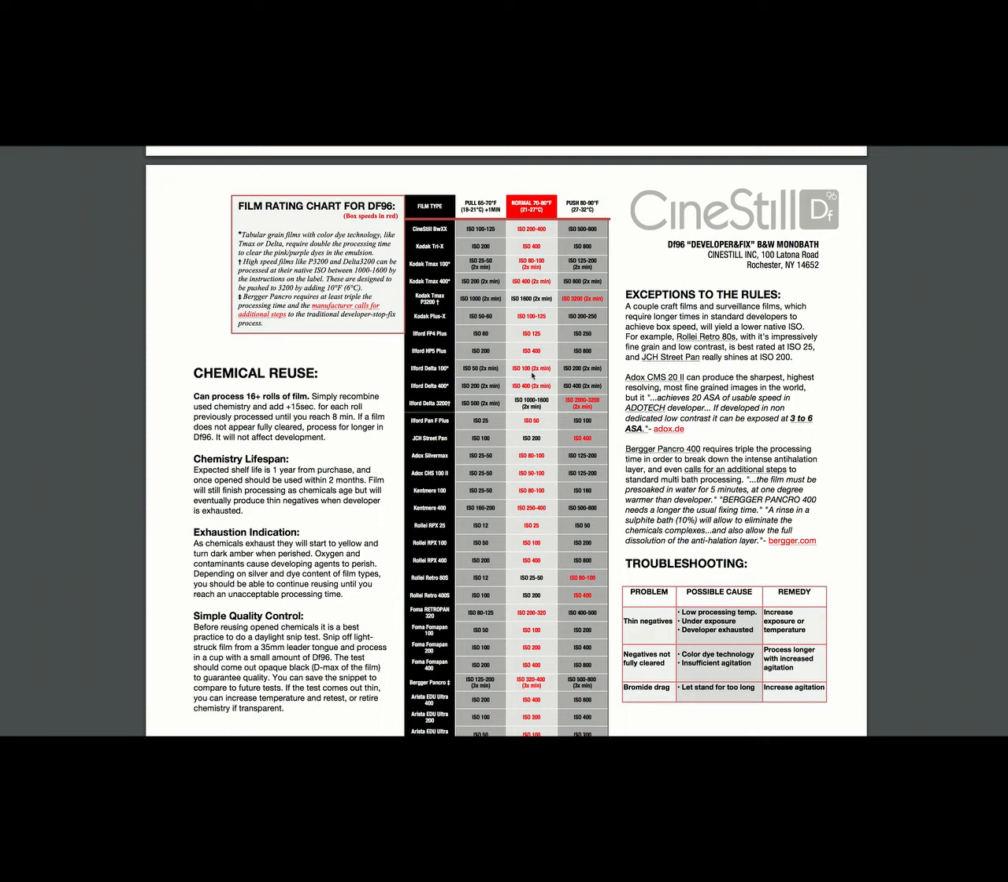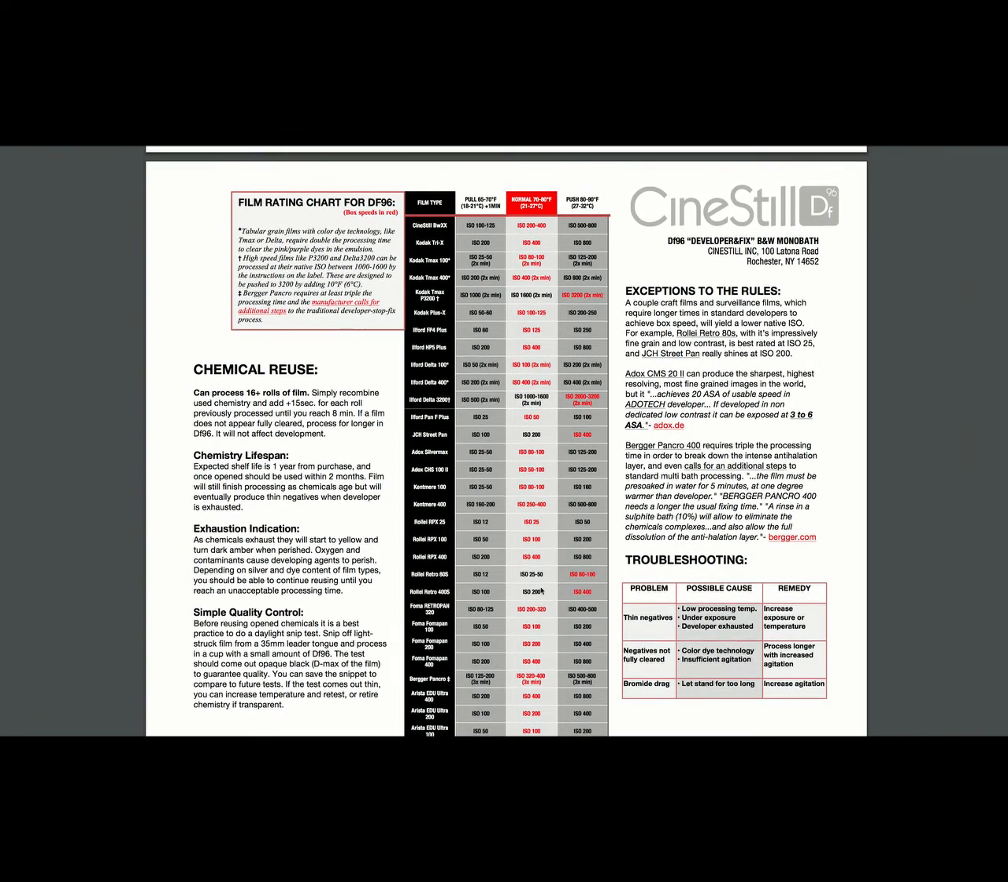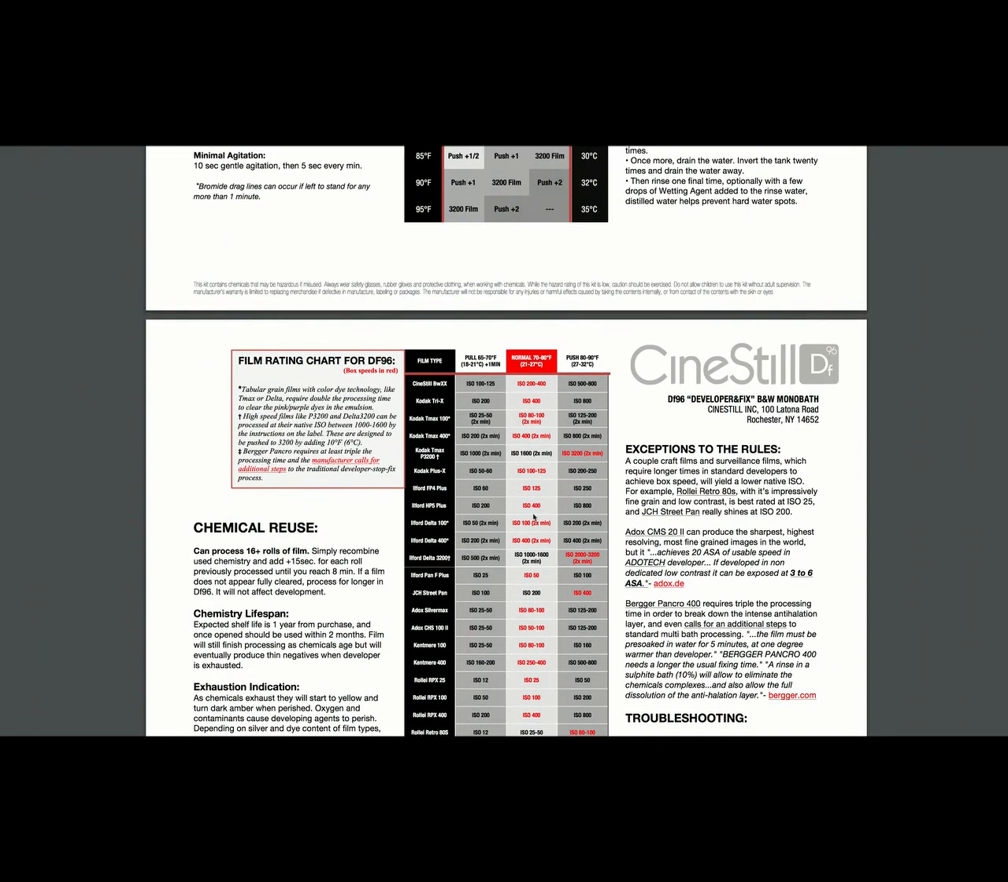Delta 100 requires a doubling, Delta 400 requires a doubling. Basically, it's the tabular grain films that are going to require this doubling. And the Berger Panchro film, interesting enough, requires a tripling of the time in order to have a properly developed negative. But as long as you follow that rule, the film T-Max looks absolutely phenomenal in this developer. Another thing to note is that you can still mix and match films though. So let's say you've got a roll of T-Max 100 and you've got a roll of Ilford FP4.